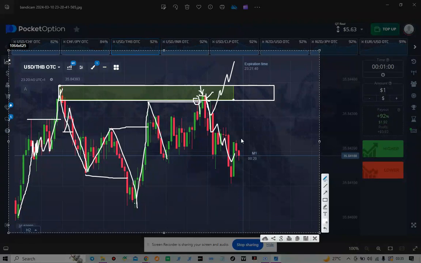If you are a beginner on this binary option trading platform, you should always start by trading a 1 minute candle with 1 minute expiry time.